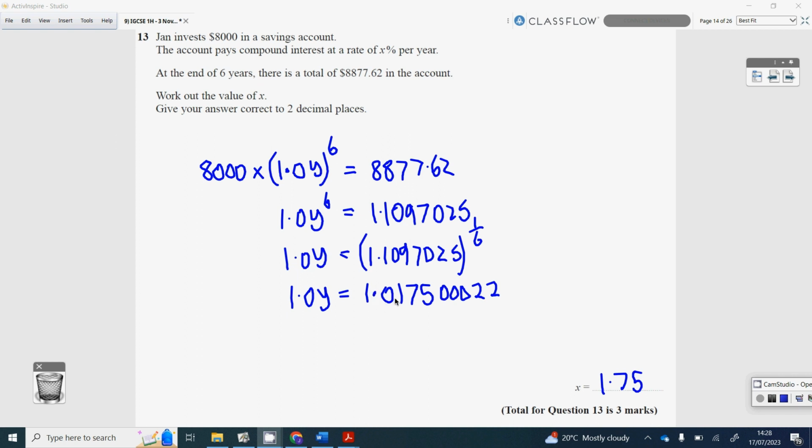Okay, so that's the tricky bit, all right? 1.0y is 1.0175. So this is my compound interest rate, which is 1.75%.